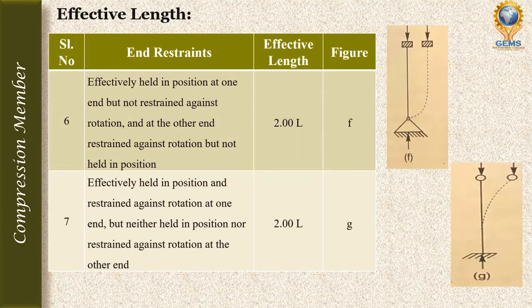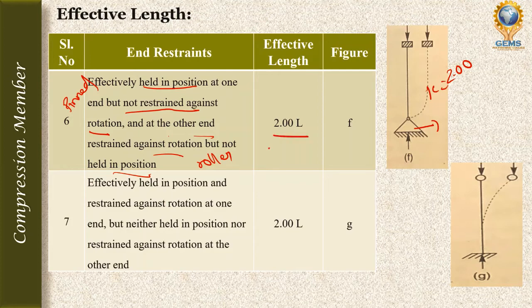The sixth condition is effectively held in position at one end but not restrained against rotation. It is a pinned or hinged joint. And the other end is restrained against rotation but not held in position. This is a roller joint. So the diagram shows one end is a pinned or hinged joint, and the other one is a roller joint. So your K value for this one is 2, so your KL is equal to 2 into L.